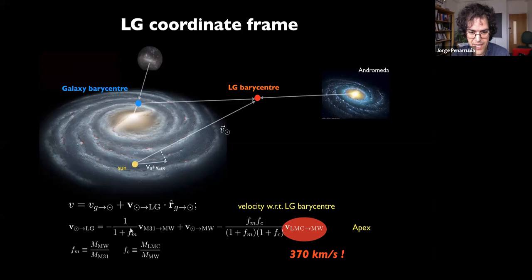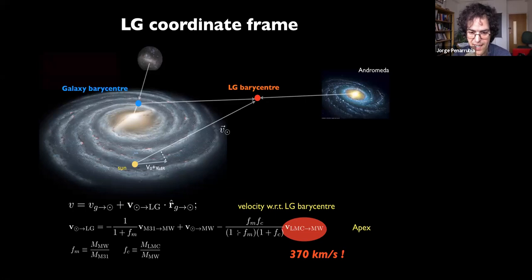And then again, this can be encapsulated in this formula by adding this component to the equation, which takes into account the mass ratio between the LMC and the Milky Way. This is the FC parameter. So you would expect FC to be much smaller than 1, okay?